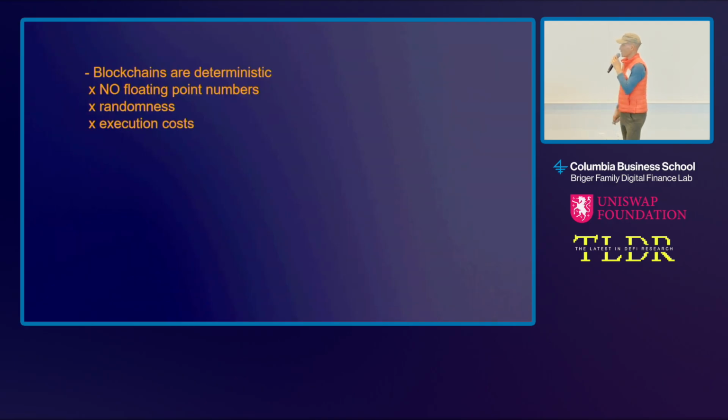The second message is that blockchains are deterministic, and it was very hard for me to wrap my head around this. That's why I think it's very important to explain it to new devs. There are no floating point numbers. There is no randomness; that has to come from oracles. And there are execution costs to everything. At that time, before LLMs, it was hard to think about coding with efficiency right away.